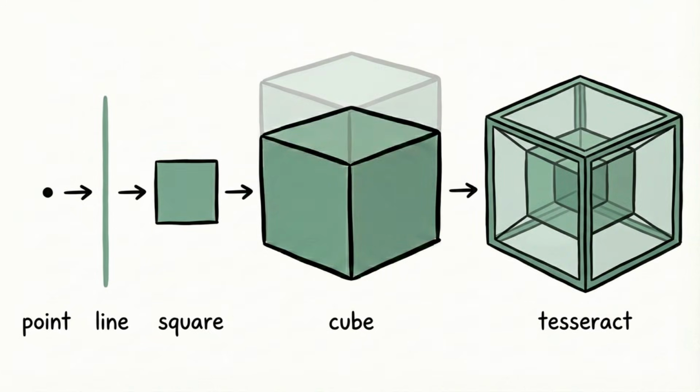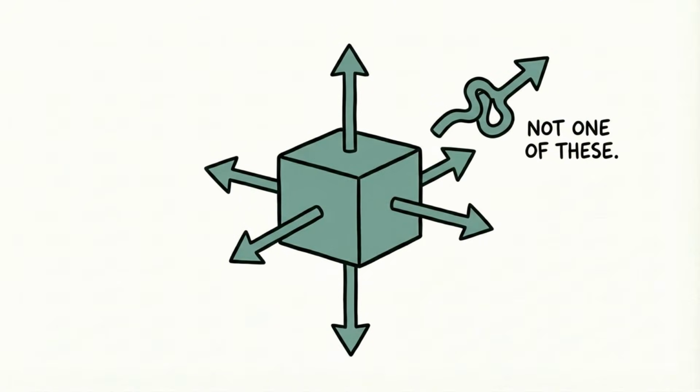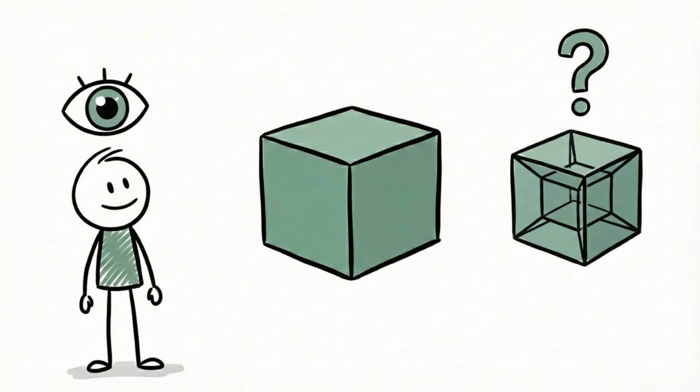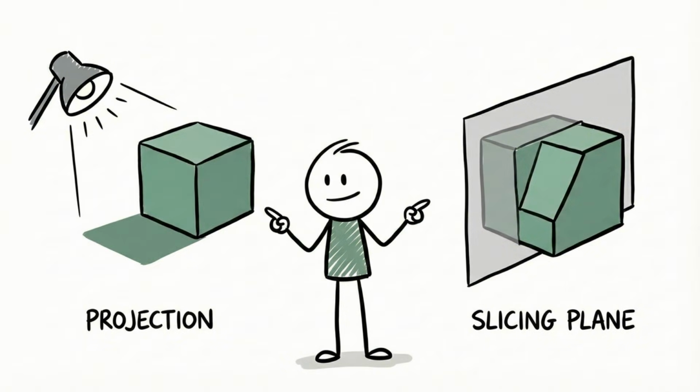That's the simple definition. The problem is that a fourth spatial direction is not something we can point at. It's not up, down, left, right, forward, or backward. Our senses were built for 3 dimensions, so we don't have direct visual intuition for a fourth one. But we do have a trick. We can study projections and cross-sections.